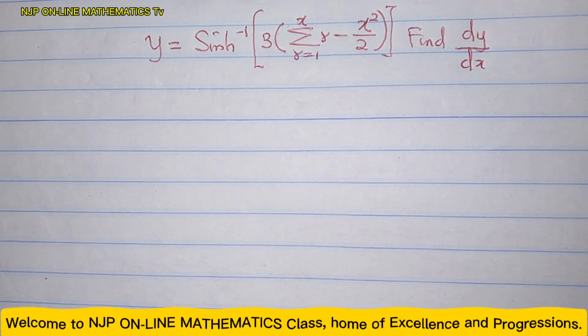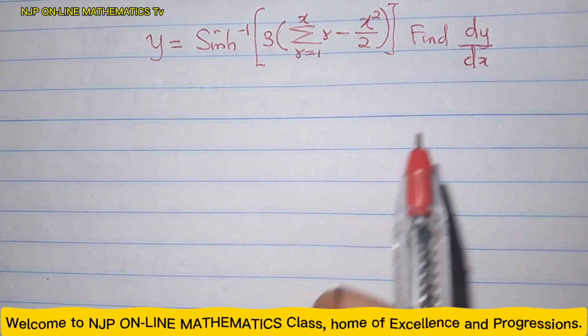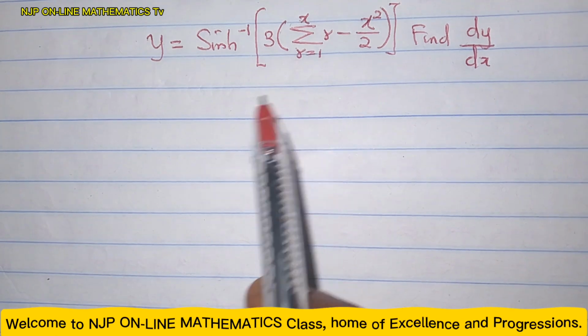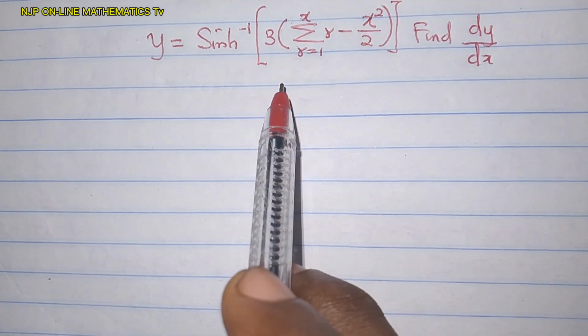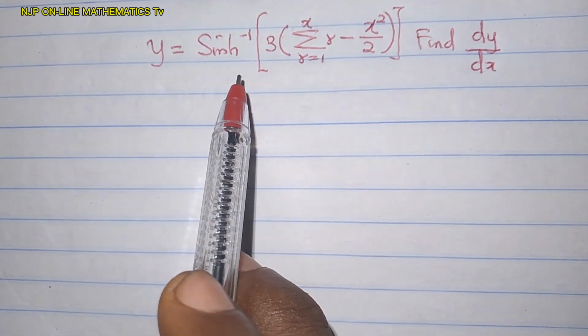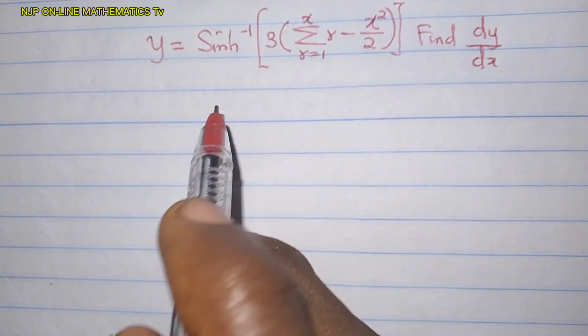Do you know the tricks for solving this problem? For finding the first derivative, also known as dy over dx of this equation? Please, let's do it together. Here we are given the sine inverse of the whole of this, and we are to find the first derivative. So let's give the solution to this problem.